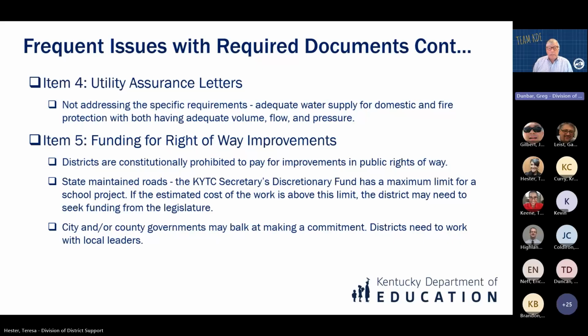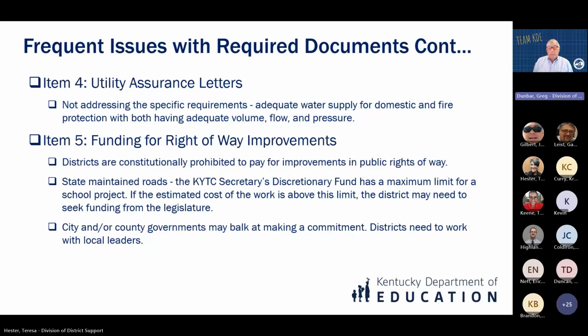Funding for right-of-way improvements. Districts are constitutionally prohibited to pay for improvements in public rights-of-way. For state-maintained roads, the Secretary's discretionary fund has a maximum limit for a school project. My understanding is that currently it's $350,000. If the estimated cost of the work is above the limit, the district may need to seek specific funding from the legislature for the transportation cabinet budget improvements needed.